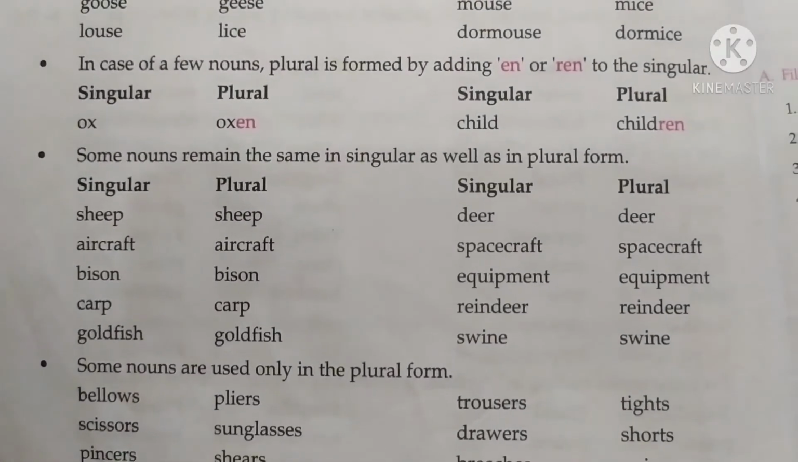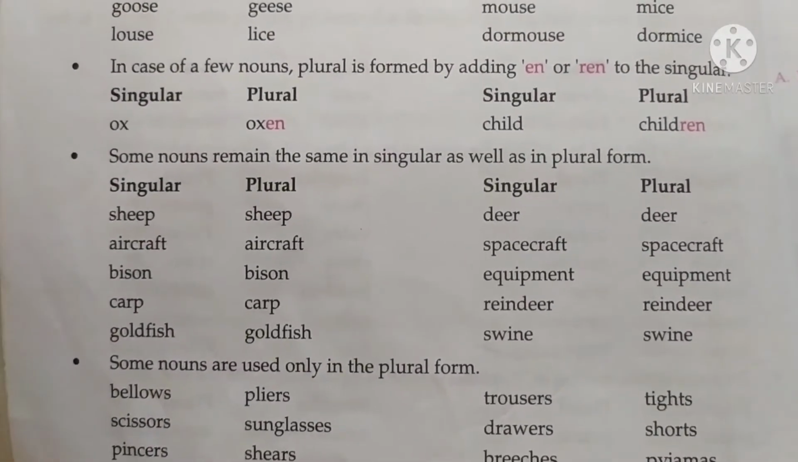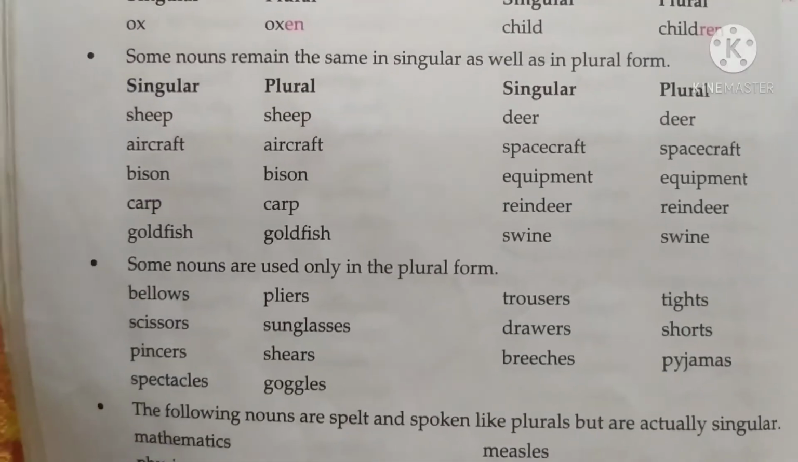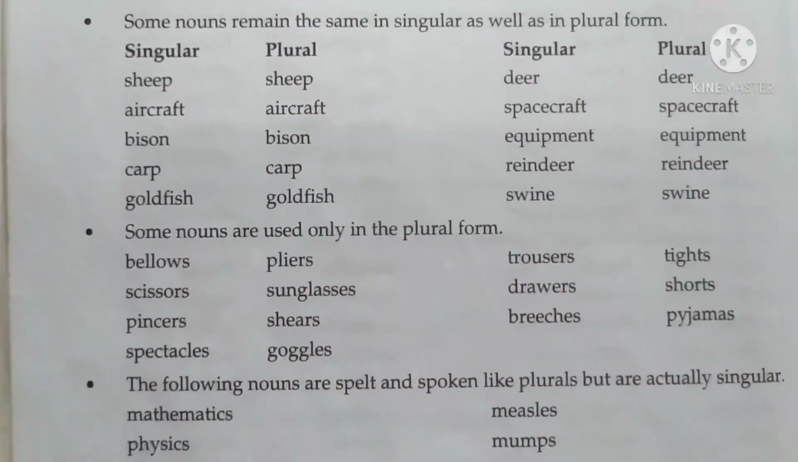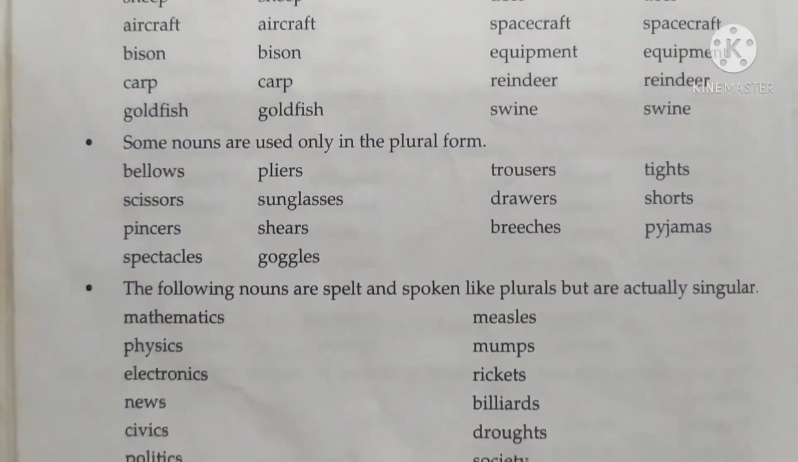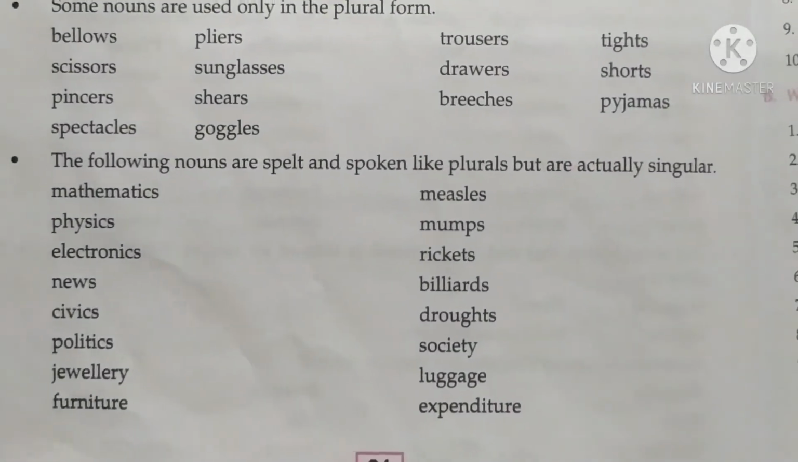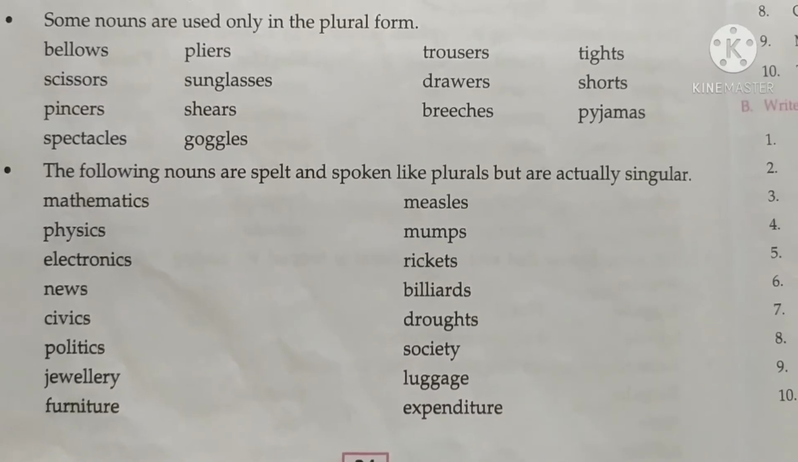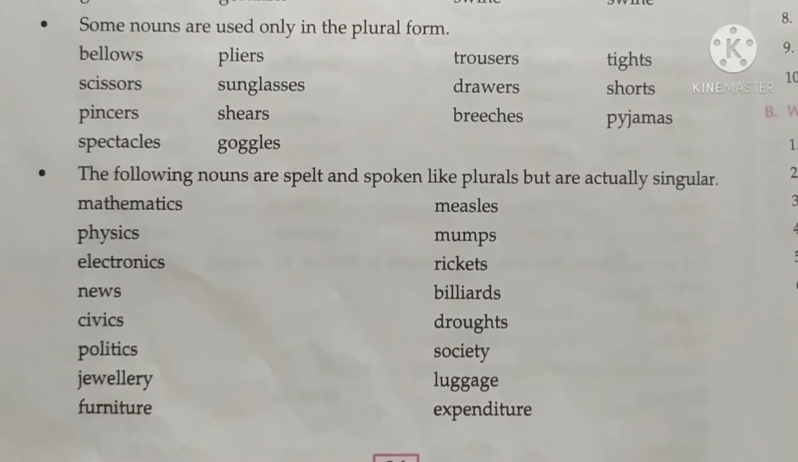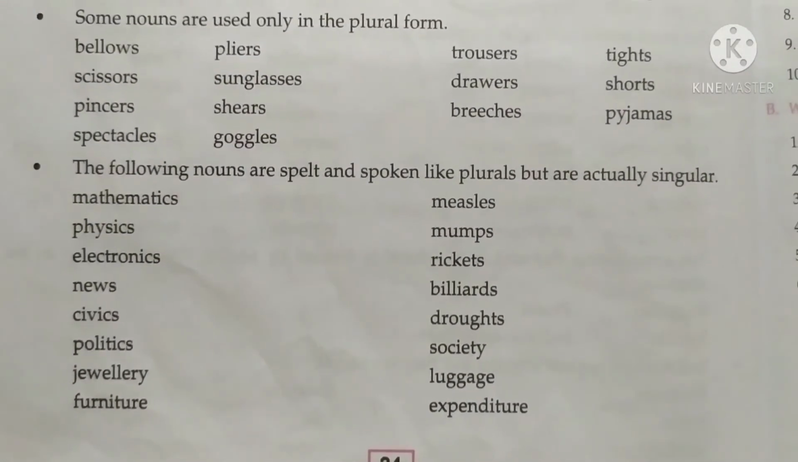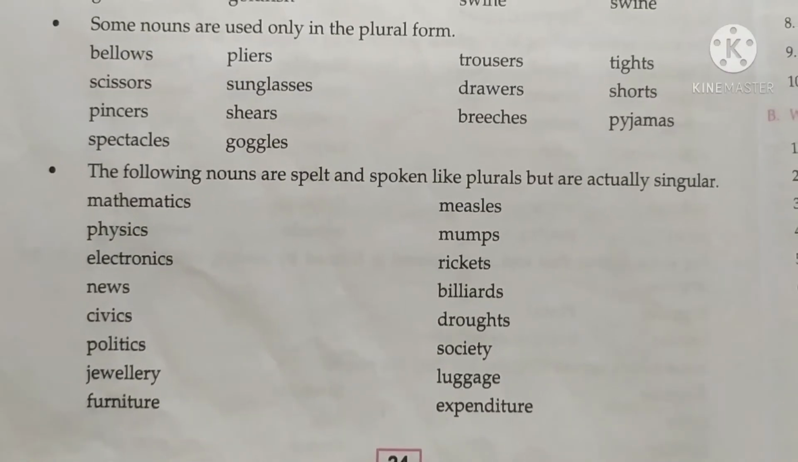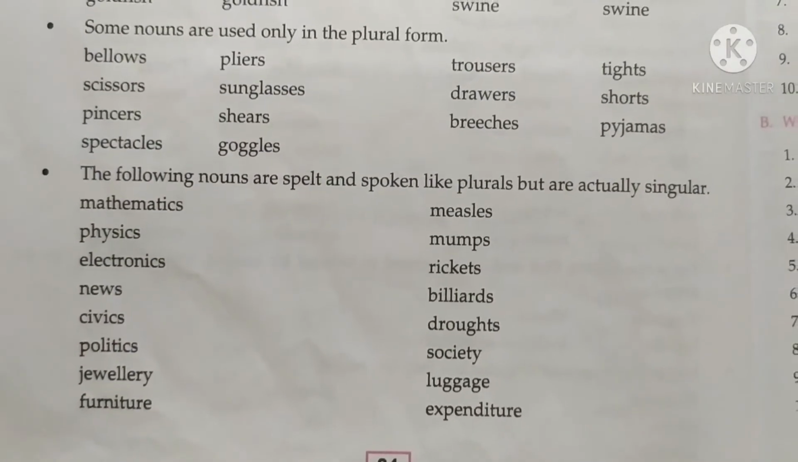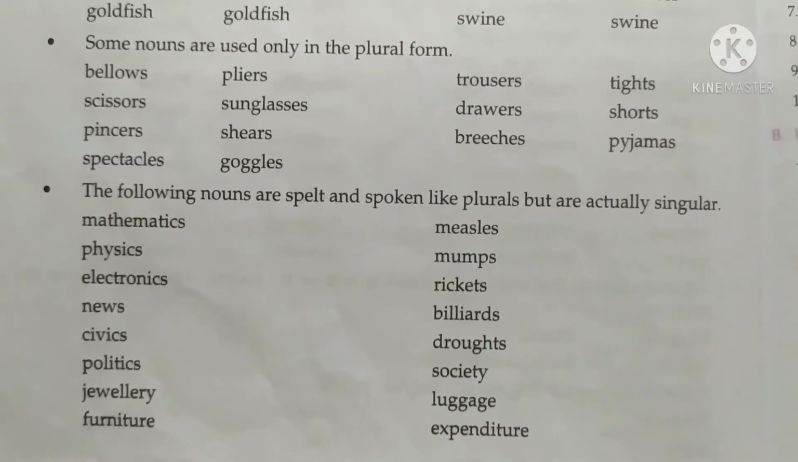Some nouns remain the same in singular as well as plural form. Some nouns are used only in plural form, and you have to learn these. Okay, the following nouns are spelled and spoken like plurals but actually they are singular, like mathematics, physics, electronics, news, civics, politics, jewelry, furniture, and so on.